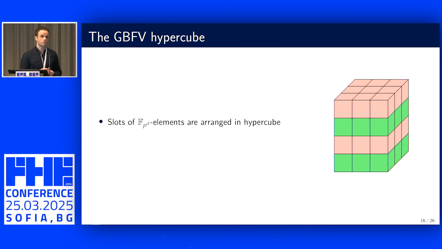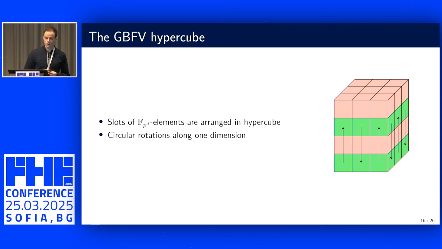In the GBFV scheme, the situation is similar, except that we have a smaller number of slots. Because of that, only a subset of our slots will still be valid in the hypercube. Those are the slots that I colored in green. And the red slots cannot be used to pack any data anymore. Because of that, we need to be a little bit careful when implementing our rotations. So we must always map valid green slots to other valid green slots. We can never map a red slot to a green slot. That would correspond to an invalid operation.